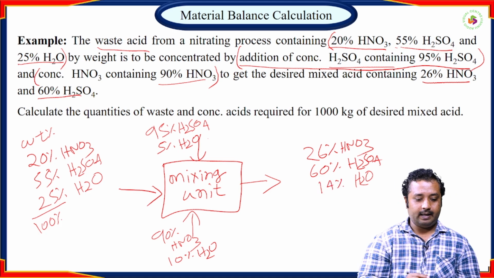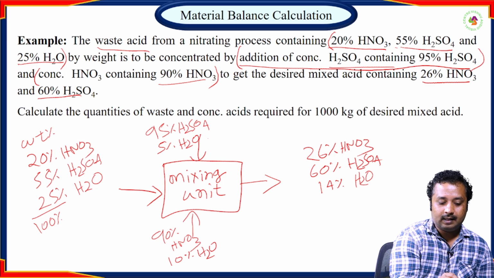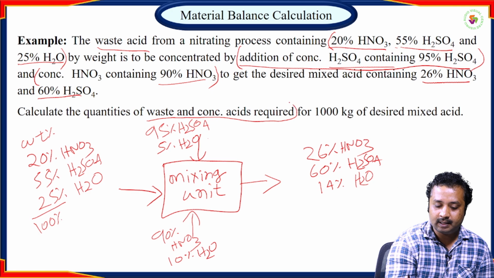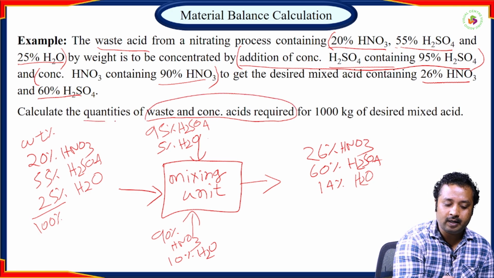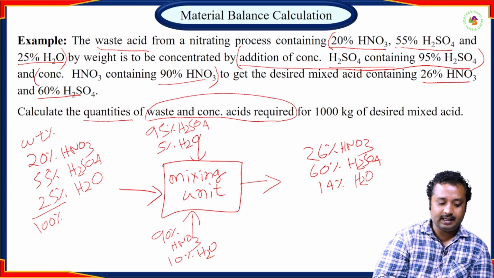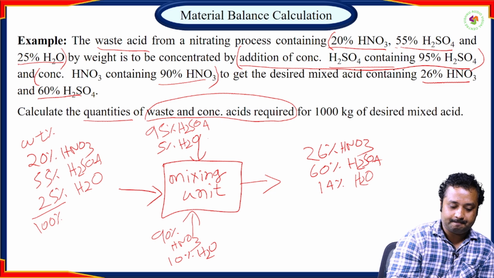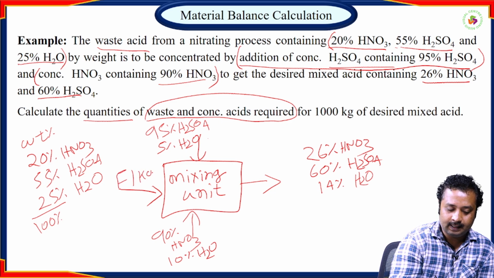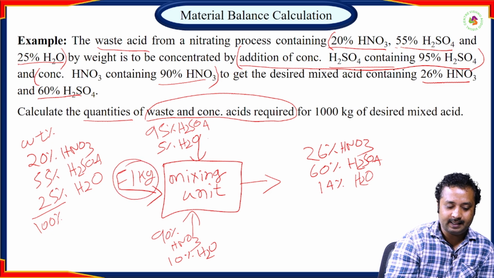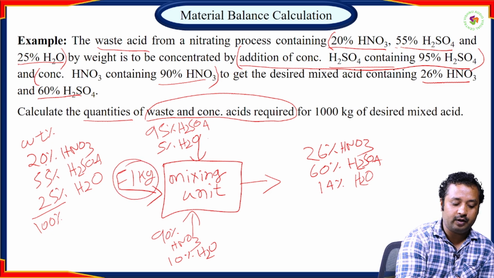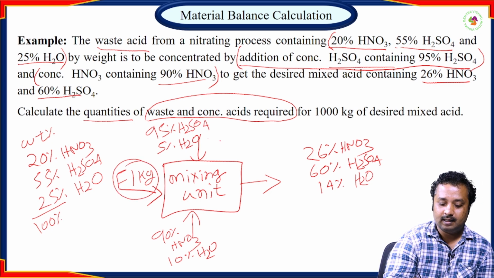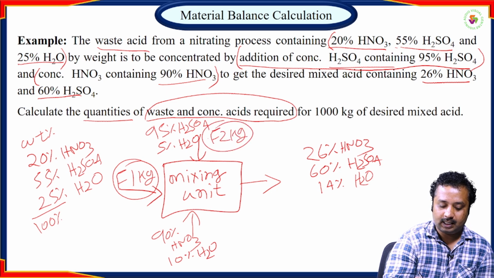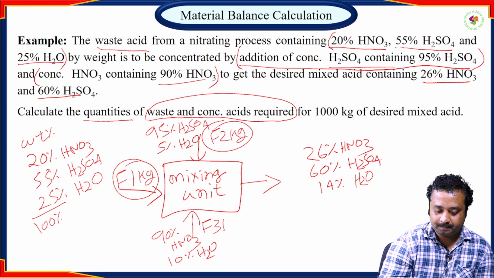Okay, again, next data is there. Calculate the quantity of waste acid and concentrated acid required. We have to calculate the quantities. Let us consider the total feed of waste acid is F1 kg. Total weight is F1 kg, in which you have 20% HNO3. Let us consider the concentrated H2SO4 stream is F2 kg total, and the HNO3 stream is F3 kg.